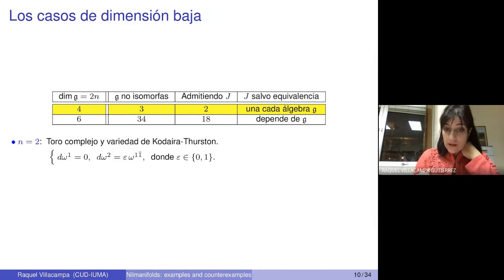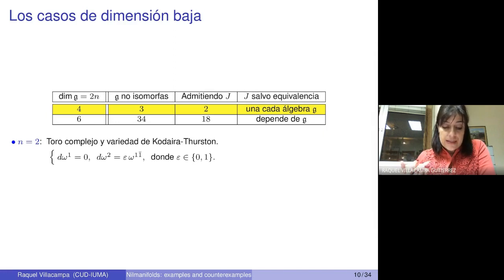And all this situation is codified in these complex structures here. The two nilpotent Lie algebras admitting complex structures are the torus and the Kodaira-Thurston manifold, and both of them can be codified here in the complex structures, where if epsilon is equal to 0, we obtain the torus, and when epsilon is equal to 1, we obtain the Kodaira-Thurston manifold.